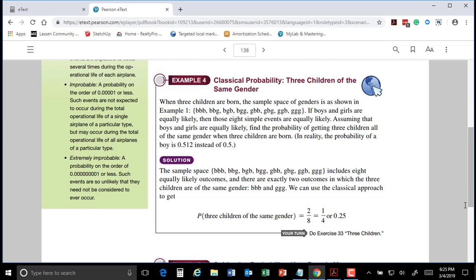But, okay, so 3 children of the same gender. Yes? Well, how many outcomes have the same gender?